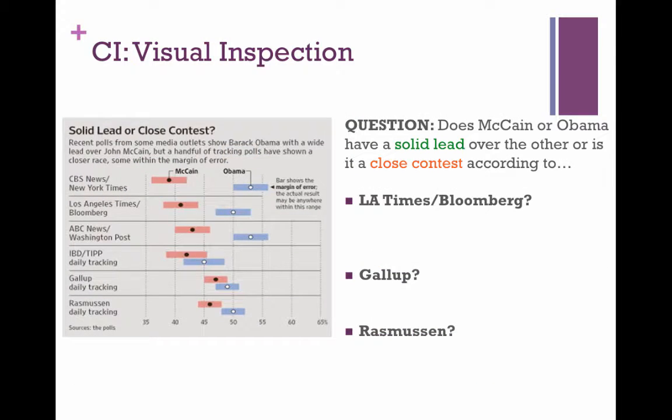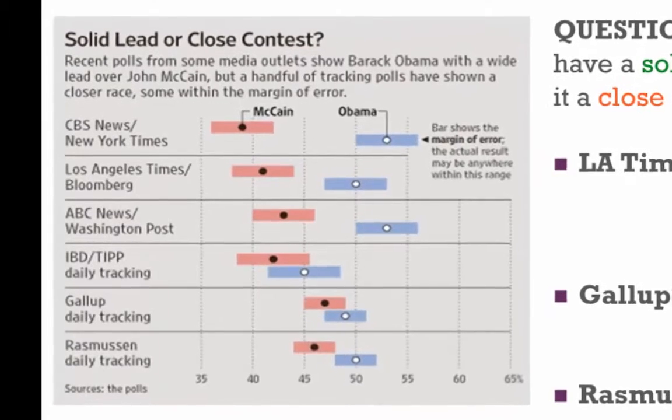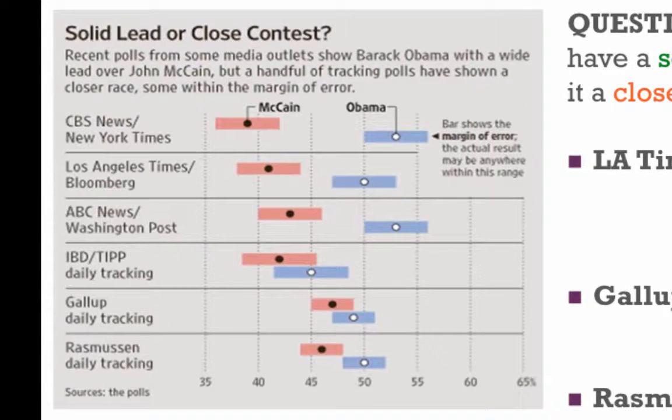Alright, so let's take a visual inspection of what we saw in the previous slide. So here we have a poll again between McCain and Obama. And this shows polls from different media outlets such as CBS, New York Times, LA Times, Bloomberg, ABC News, Washington Post, and so on and so forth.